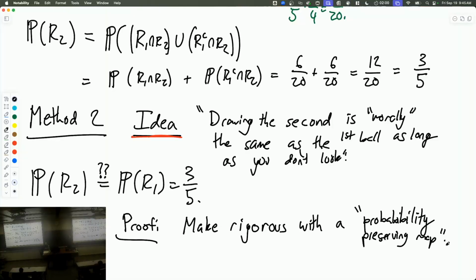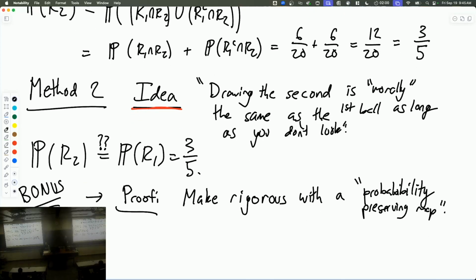I will say, this idea is great. It's very helpful. The proof is also great, and very helpful as you get into higher math. But this is sort of optional. We're not going to ask you to construct these probability-preserving maps. If you want, this is bonus content. Sometimes you can do a shortcut. If this question was on an exam, we would expect you to do it for sure with method 1 and get the answer 3/5. If you know method 2, then you can skip some work.